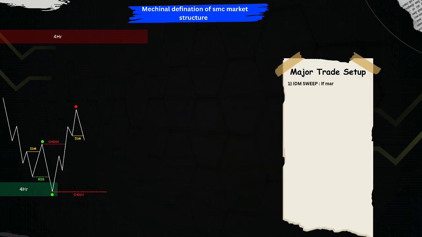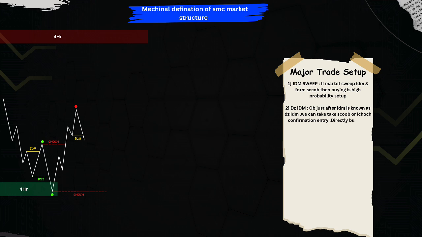First, IDM sweep entry setup. If the market sweeps IDM and forms SCOOB, then buying becomes a high probability setup. Second, DZAD IDM setup. The order block just after IDM is called DZAD IDM. Here, we can take either a SCOOB or ICHOCH confirmation entry. Direct entry is also valid when there is no extreme order block present. Third, DZAD EXT setup. The extreme order block between BOS and Choch is known as DZAD EXT. We can either take a direct entry or a confirmation entry from this zone.